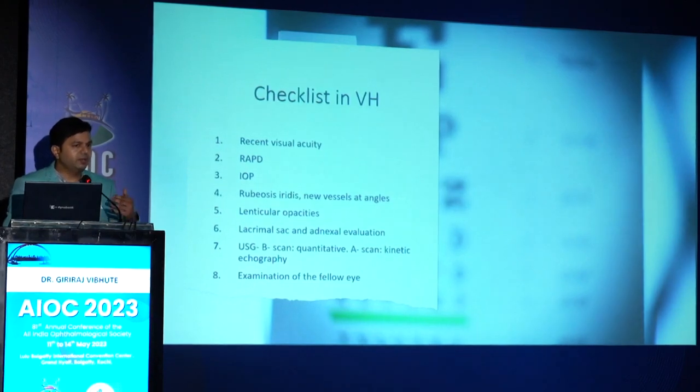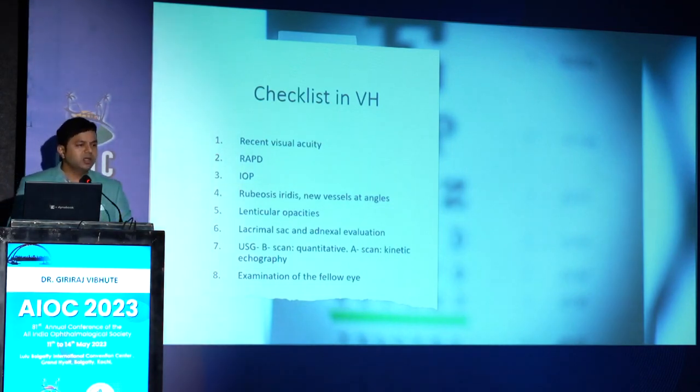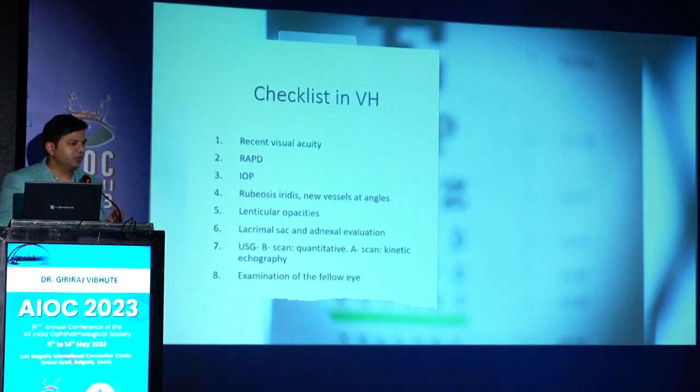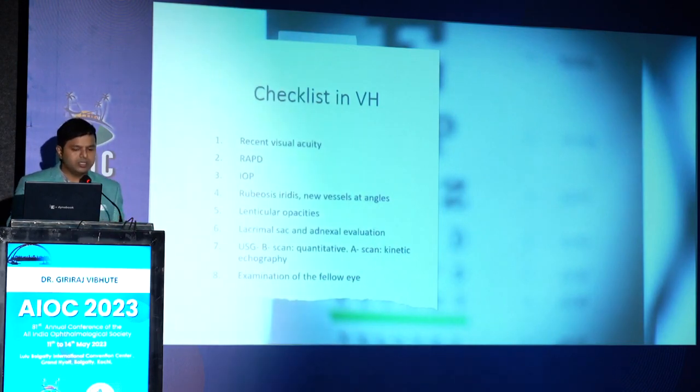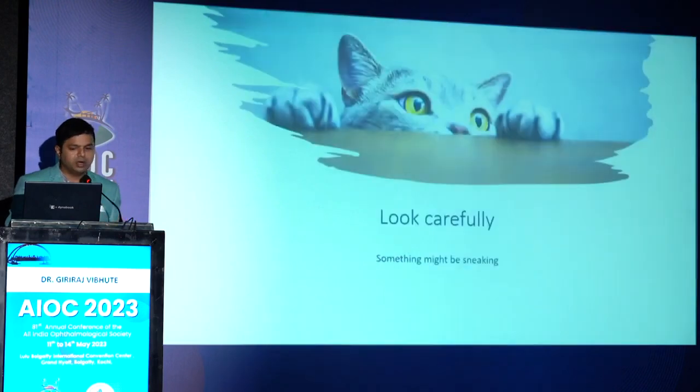Lenticular opacities may help you in planning your management. Looking for lacrimal sac and adnexal evaluation, again, it is important. B-scan is the savior in total vitreous hemorrhage cases. You may find presence of retinal hemorrhage or intraocular foreign body or any other pathologies which may not be obviously seen. So examination of the fellow eye, again, it is very, very important.